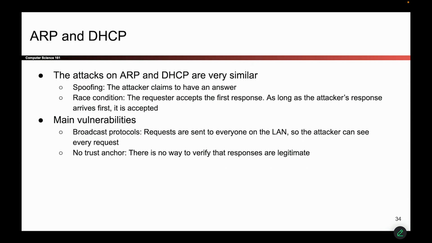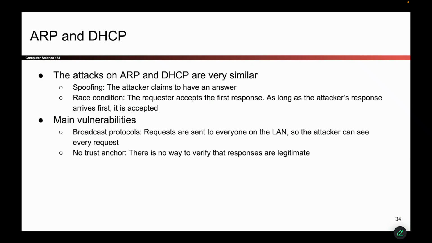So once again, if you squint at ARP and DHCP, the attack is basically the same. In both cases, the attacker is spoofing. They are pretending to be someone they're not. In ARP spoofing, the attacker pretends to be Bob, even though she's not. And in the DHCP spoofing attack, the attacker pretends to be the DHCP server, even though they're not. And in both cases, a race condition exists where the attacker's response has to get there first. And in both cases, the attacker can upgrade themselves from an on-path attacker to a man-in-the-middle attacker.